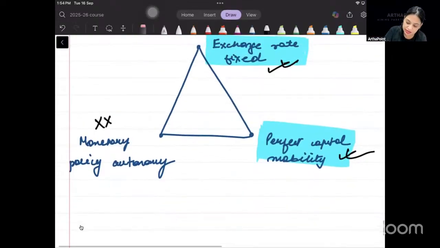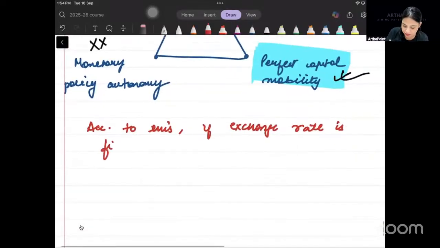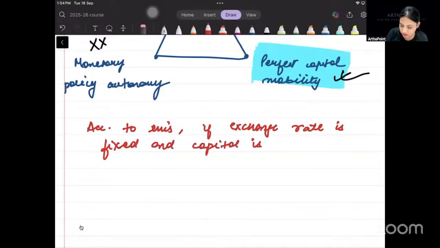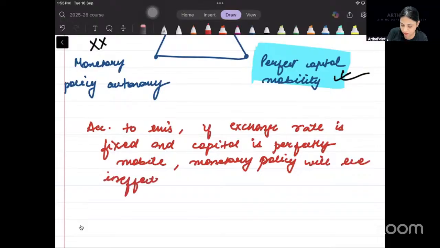So we can say that according to this, if exchange rate is fixed and capital is perfectly mobile, monetary policy will be ineffective. So monetary policy will become ineffective in this case. You cannot use monetary policy in such situations.